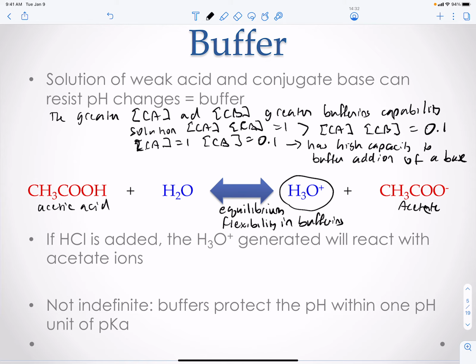Now, of course, again, buffers cannot buffer indefinitely. They can only protect the pH within 1 pH unit of pKa. So again, if you're a good buffer at a pH of 9, you can buffer between 8 and 10. If you're a good buffer at a pH of 2, you can buffer between 1 and 3.